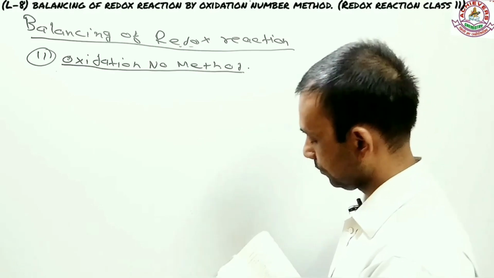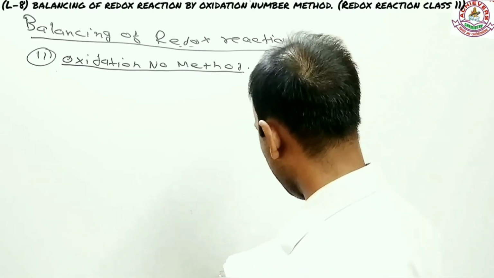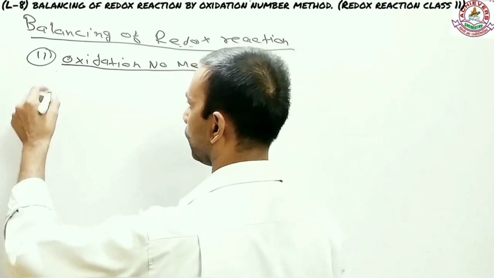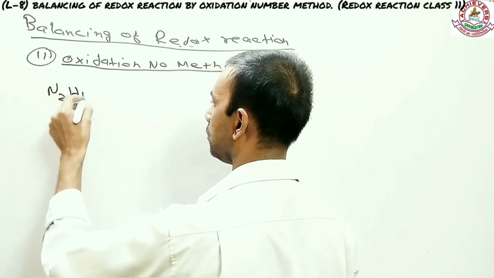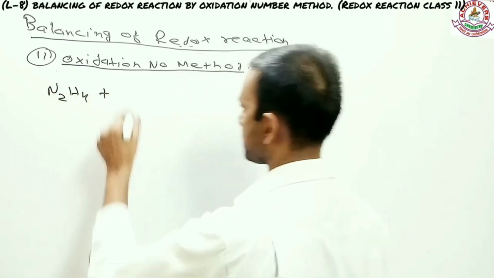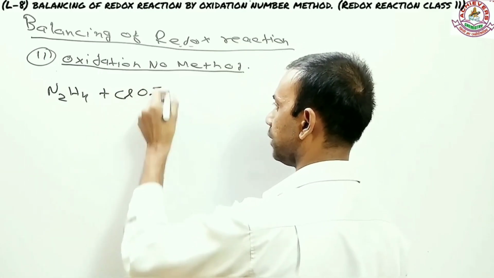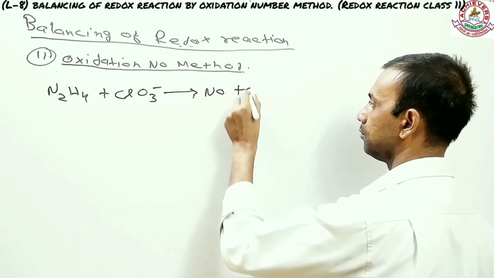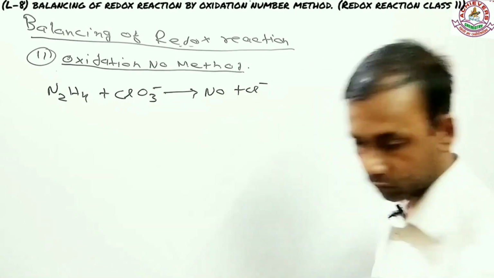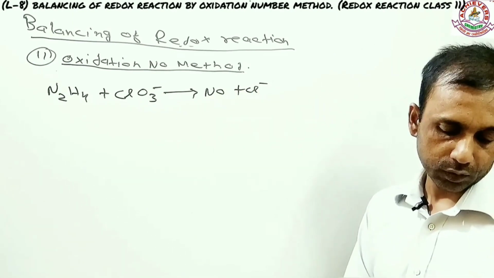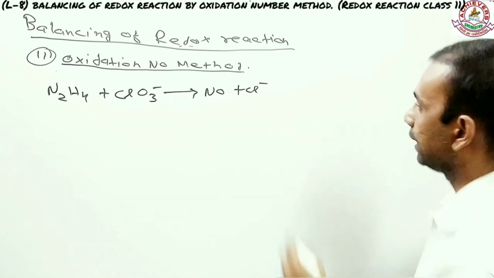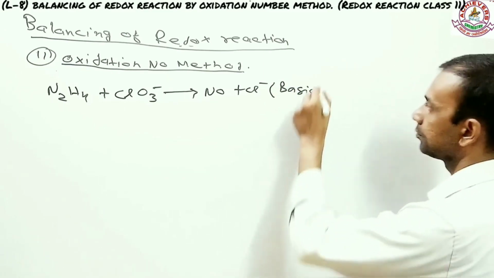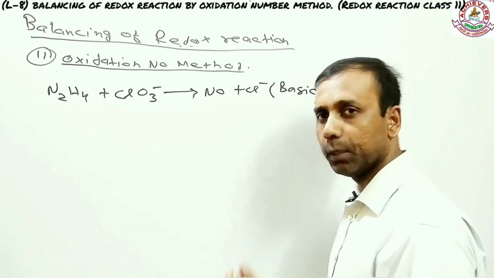The equation I am taking is N2H4 reacting with ClO3 negative, and the products are NO plus Cl negative. And this has to be balanced in basic medium. Right? Now, let me help you a little bit with that.